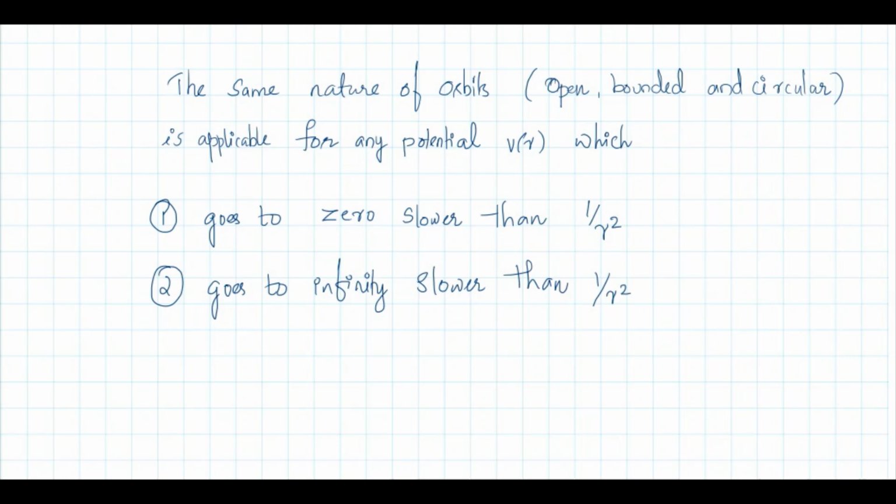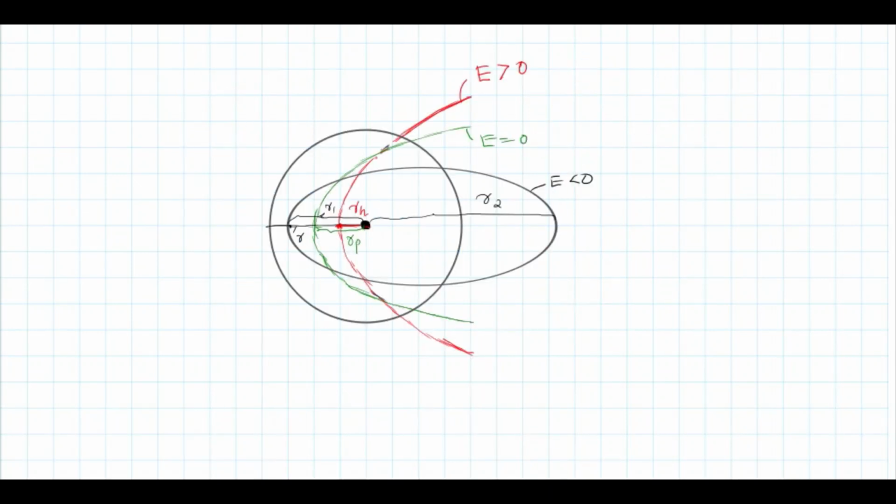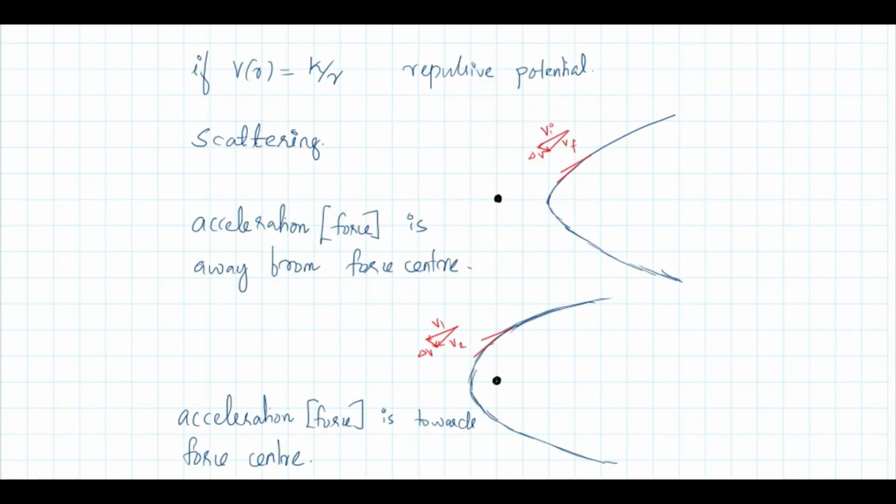Now, the second point I want to mention is the nature of orbits. The nature of orbits we discussed so far is open. Open means the first two cases, hyperbola and parabola. They are open orbits.